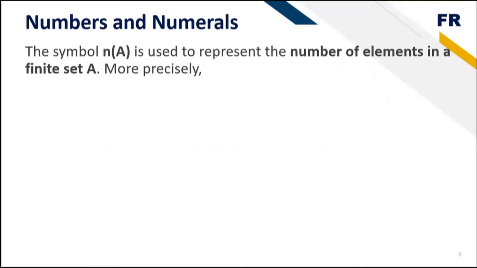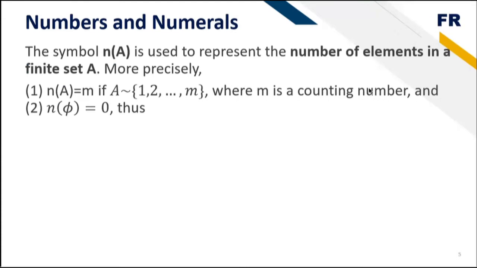The symbol n(A) is used to represent the number of elements in a finite set A. More precisely, example 1, n(A) is equal to m if A is equivalent to the set {1, 2, and so on up to m}, where m is a counting number. And number 2, n(∅), the empty set, is equal to 0.